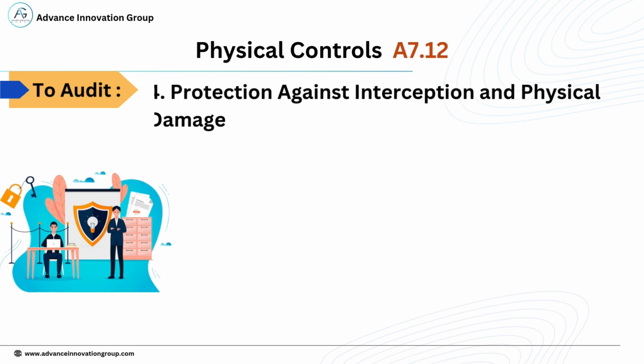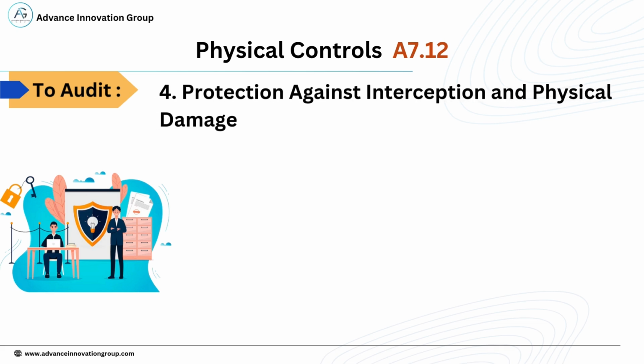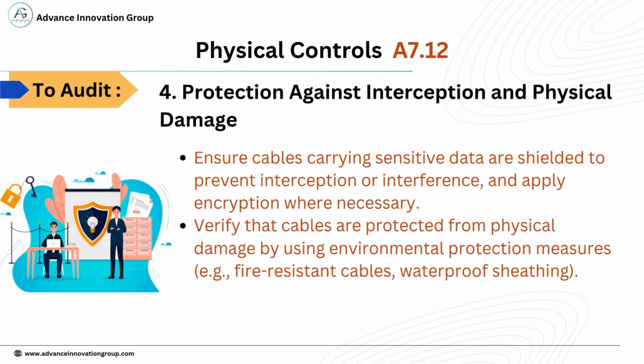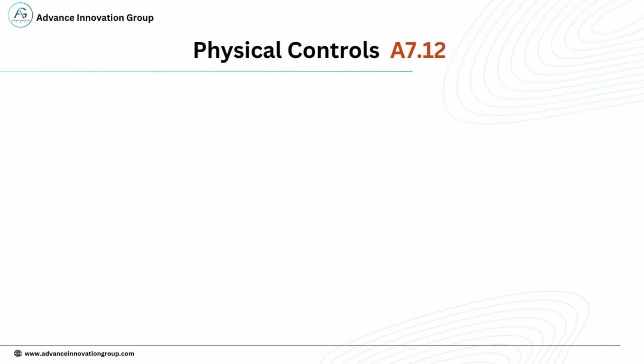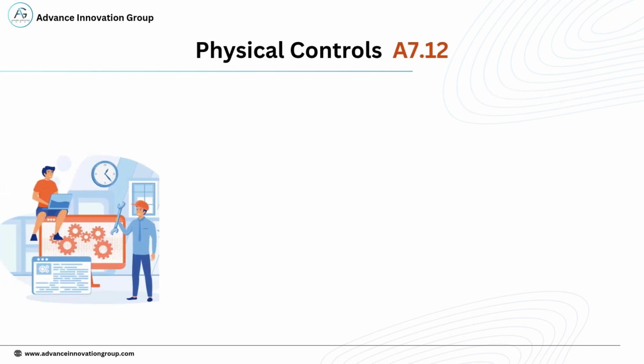Physical controls A 7.12 audit. Fourth, protection against interception and physical damage. Ensure cables carrying sensitive data are shielded to prevent interception or interference, and apply encryption where necessary. Verify that cables are protected from physical damage by using environmental protection measures, e.g., fire-resistant cables, waterproof sheathing.